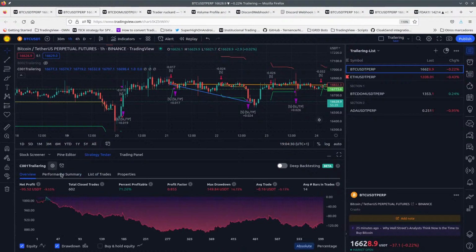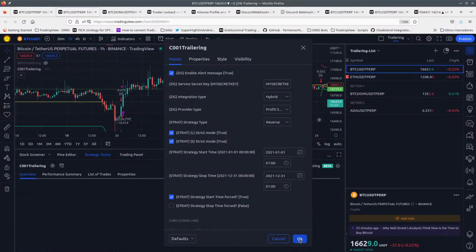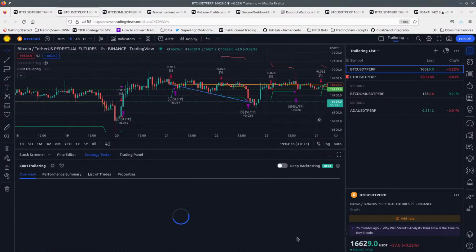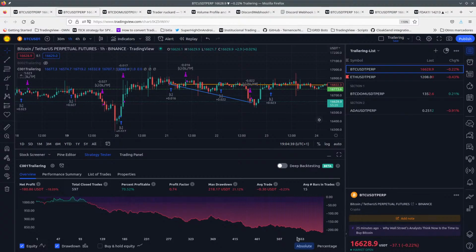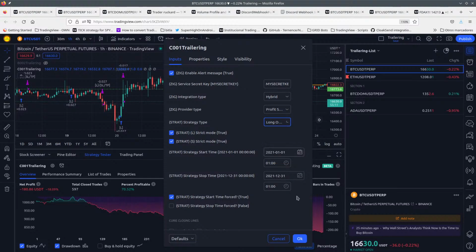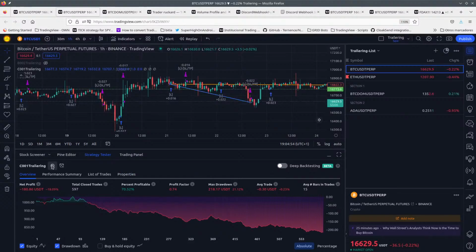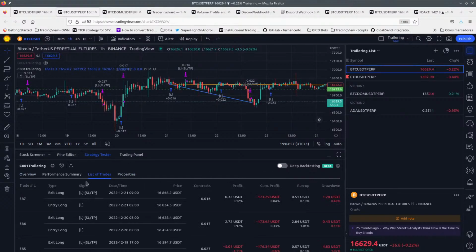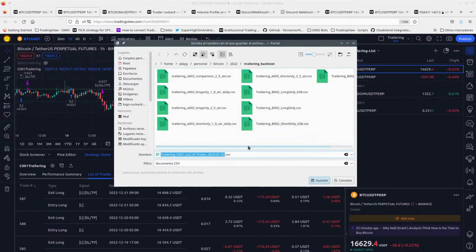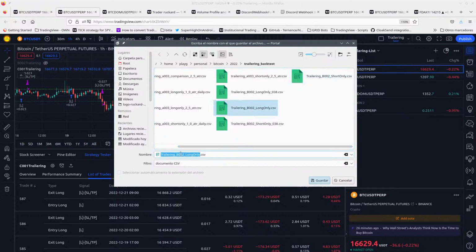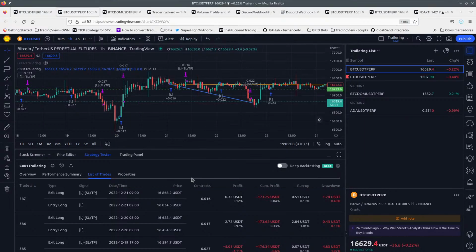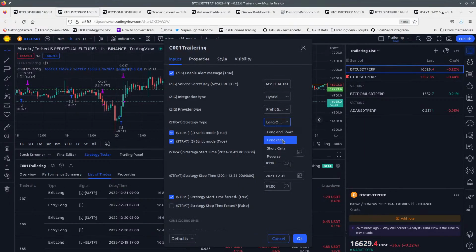Okay, so let's reset everything and let's backtest. Hopefully it's a bit better right now. So this is C2, C2 if you ask me. So long only, which should be the same thing as here. Let's go into the trades and export. C2 long only. Now let's change this into short only.